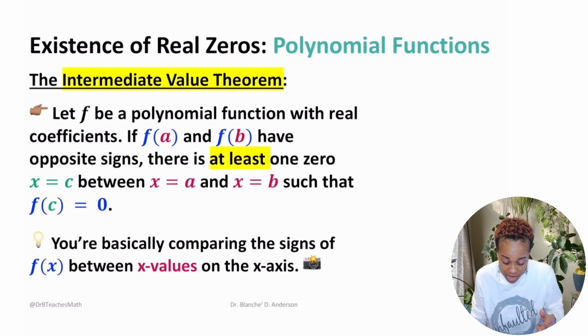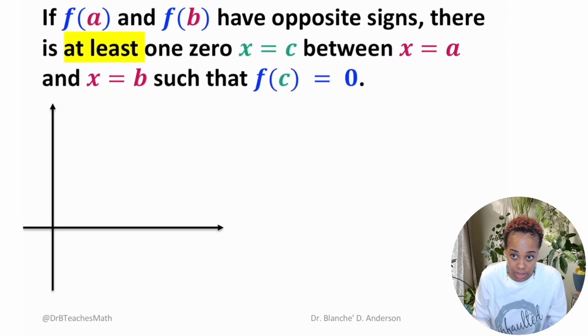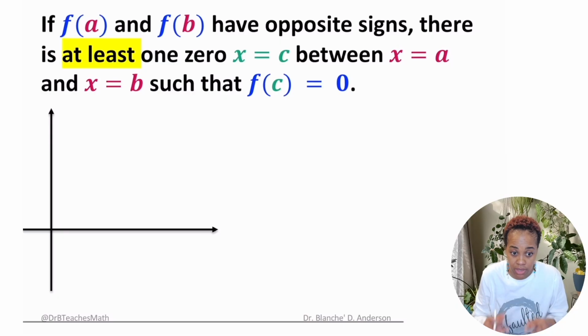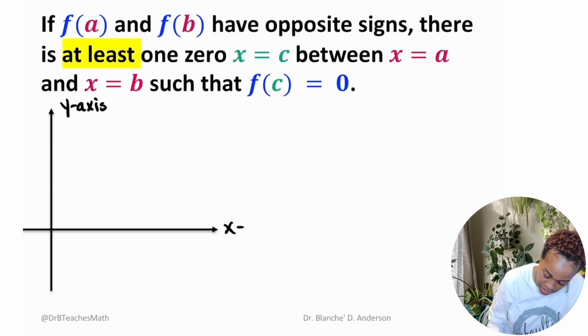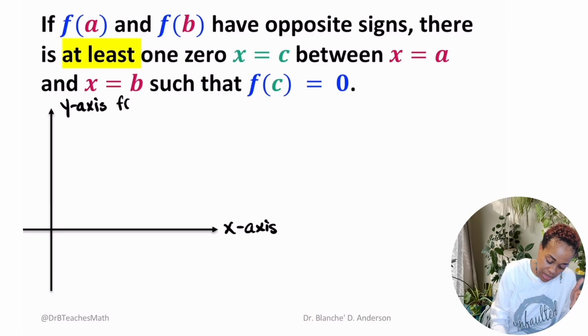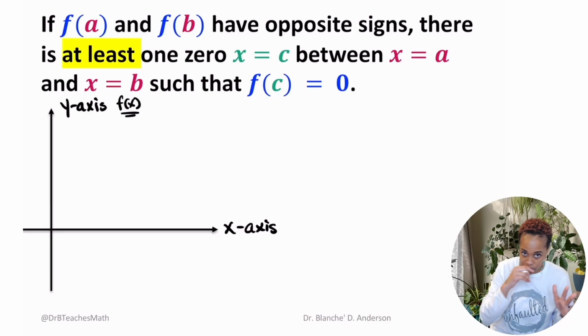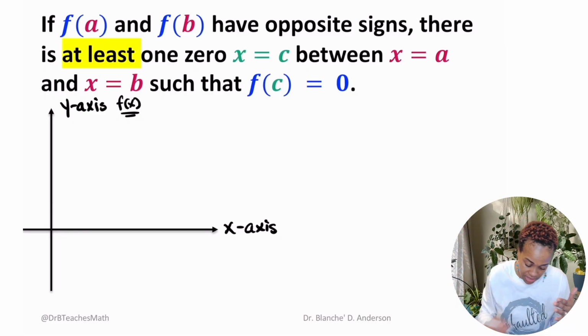And I put this little photograph here to remind me to show you a picture. Let me show you a picture of what I'm talking about. So let's look at this. I'm going to blow that up just so you can see it. Here's what I'm talking about. This is your y-axis, right? And this is your x-axis. When you're talking about functions, y is the same thing as f of x, okay? So let's just say that. They're saying if you have an f of a and an f of b that have opposite signs.